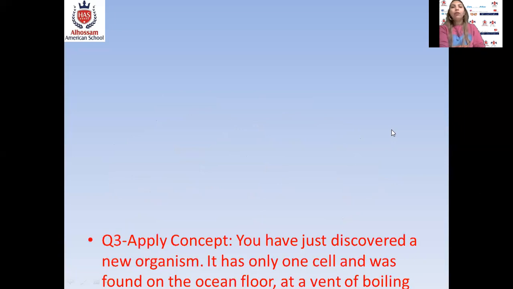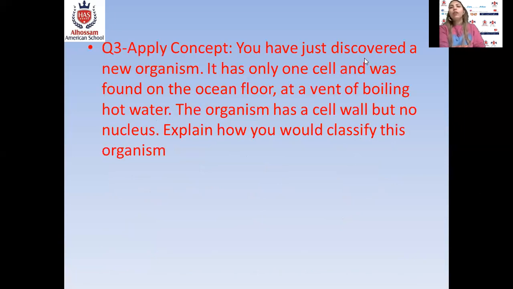Okay, and now you have discovered a new organism. It has only 1 cell and was found on the ocean floor at a vent of boiling hot water. The organism has a cell wall but no nucleus. Explain how you would classify this organism. So, who knows? Yes, Ritesh? Number 3, page 200.